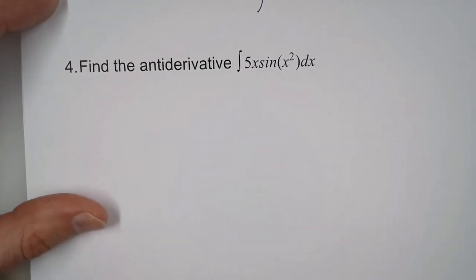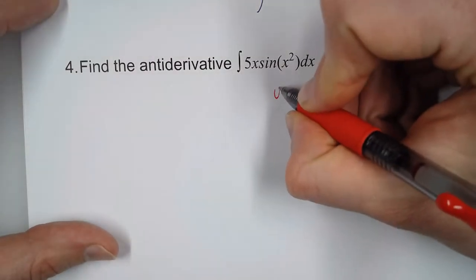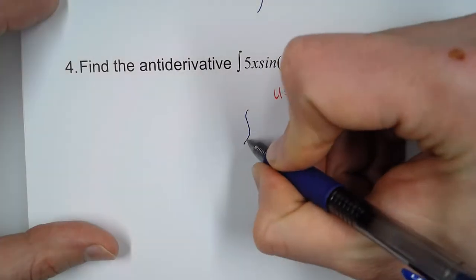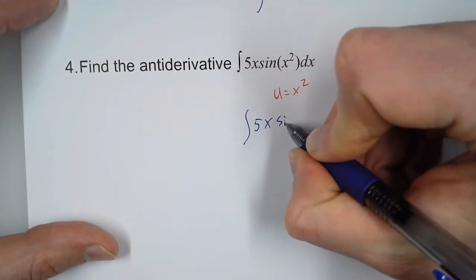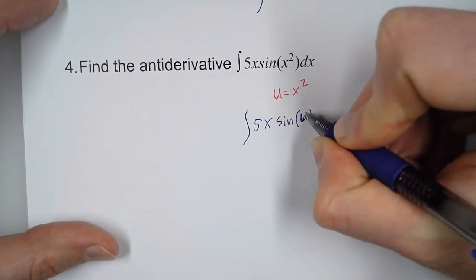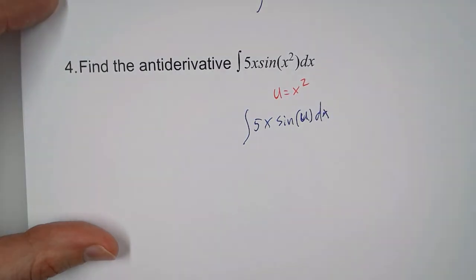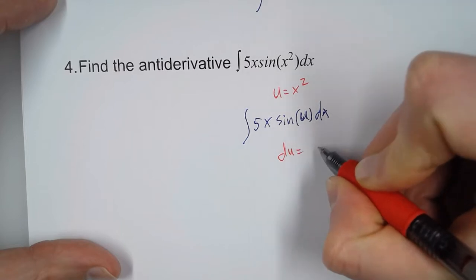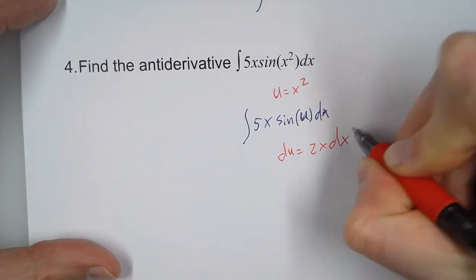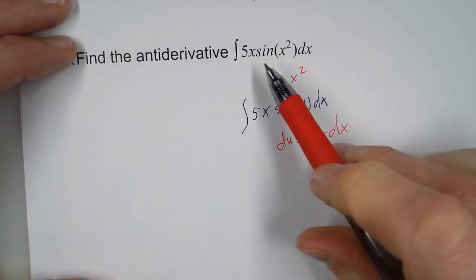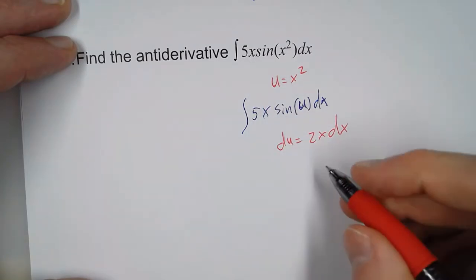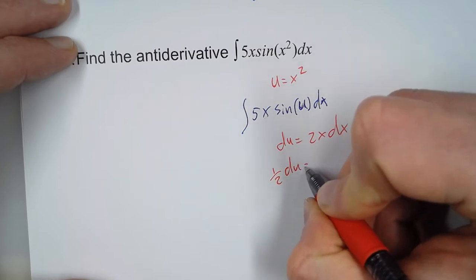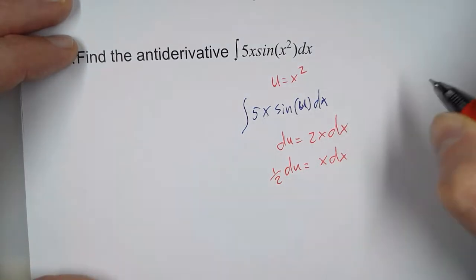Number 4. Here x squared is going to equal u. So we write 5x sine of u du. dx, sorry, we haven't made that replacement yet. So then we have du equals 2x dx. Now we want 5x, not 2x. So first we're going to divide the 2 over. So 1/2 du equals x dx.